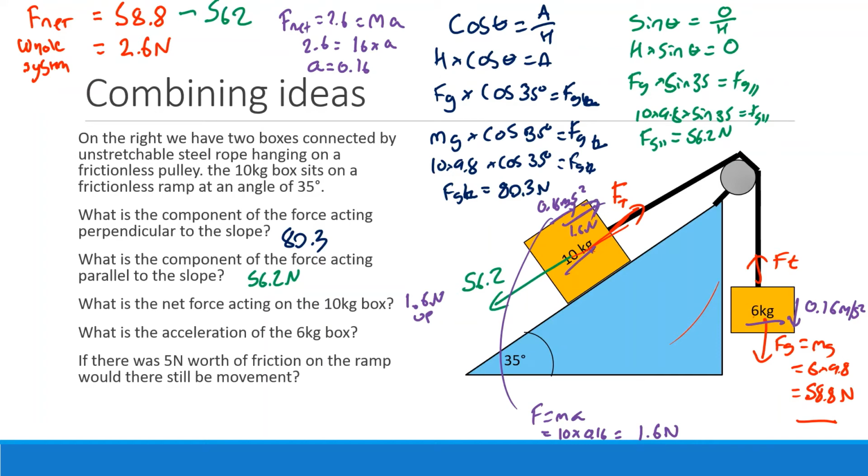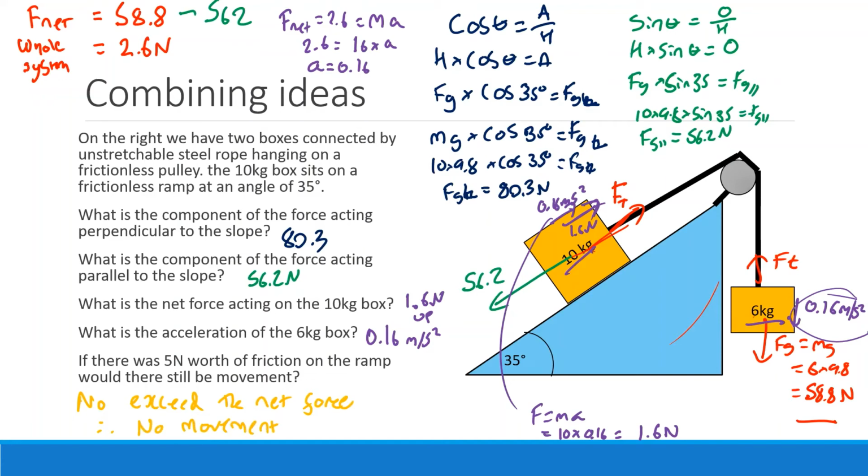1.6 newtons. Now we can also see, by the way, for the next answer, what is the acceleration of the 6 kilogram box? Well, that's quite clearly 0.16 meters per second squared, because that's the acceleration of the whole system, now that I've got that correct. Now, the last question here that I did do correctly, if there was a net force, the answer is still no, because it would exceed the net force, and so there would be no movement, therefore no movement.